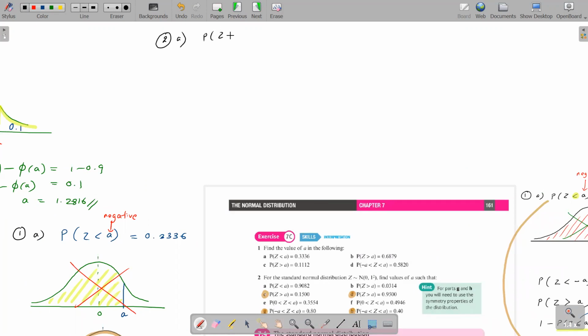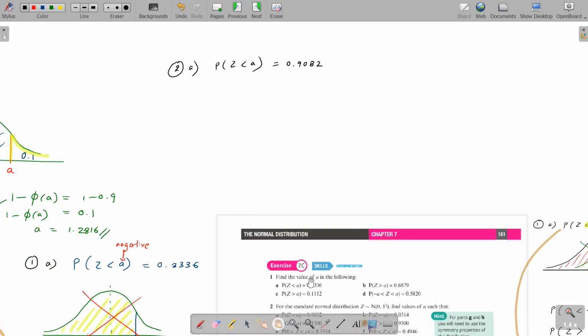Probability B is less than A is equal to 0.9082. When you're doing this question, I told you some important things you need to do. When you're finding the A value, or the Z value, when the probability is given, the first thing you need to decide is the sign of the A value even before you start the sum. You need to decide whether this A is a positive A or a negative A, even before you start.